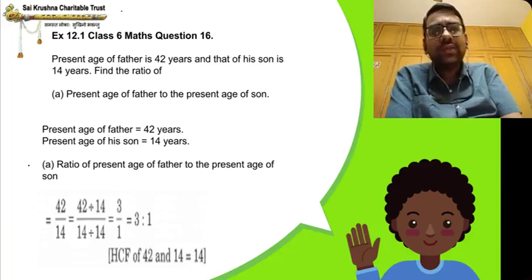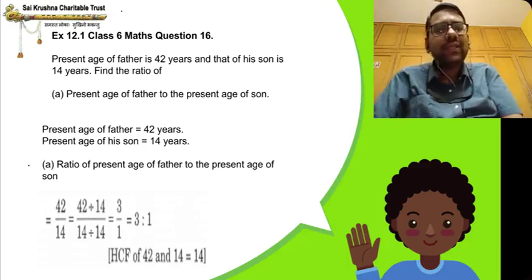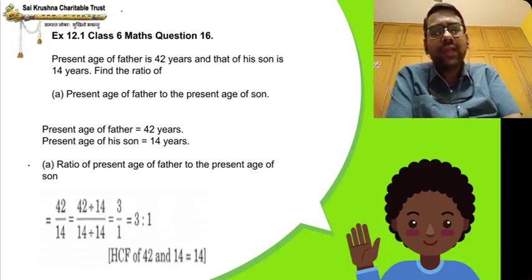Find the ratio of, first question, present age of father to present age of son. Present age of father is 42 years, present age of son is 14 years. Therefore, the ratio of present age of father to present age of son is 42 by 14. 42 by 14 is the fractional form of the ratio 42 is to 14. So we'll divide 42 and 14 by 14.